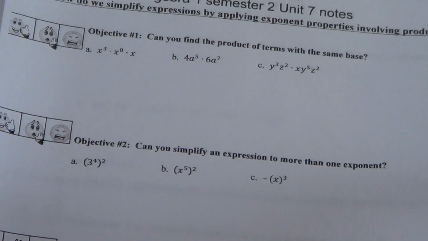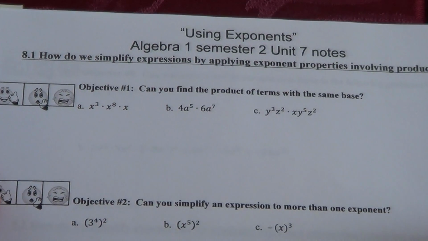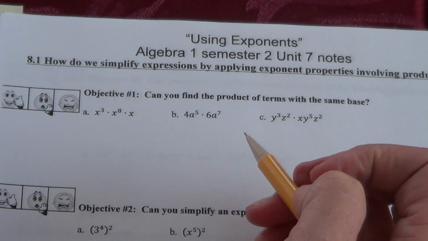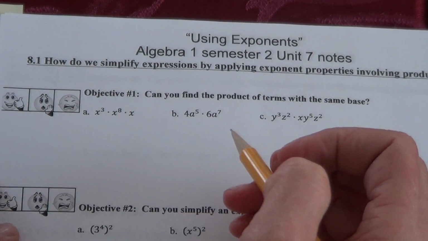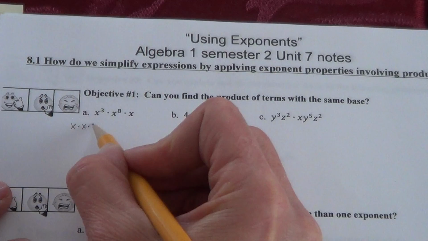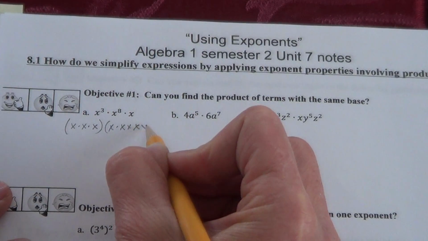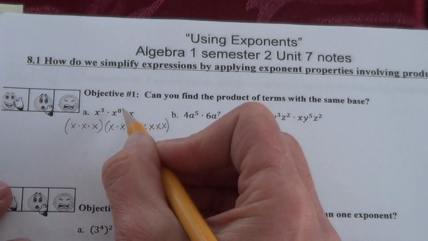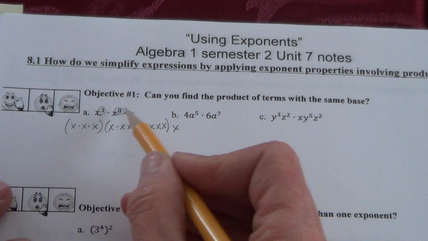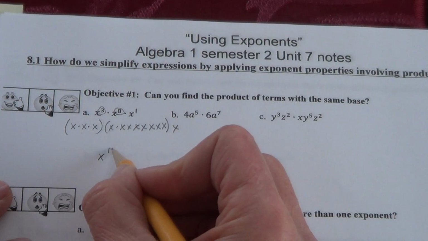Okay, how do we simplify expressions with exponents? Well, I'd like you to expand these, and then you'll see what the rule is, and you'll be able to more easily remember how to do this. So x to the third means x times x times x. X to the eighth means 8 of these. And then we have one more. If we count all these x's, we end up with 3 and 8 more and 1 more. Putting them all together, that is x to the 12th.